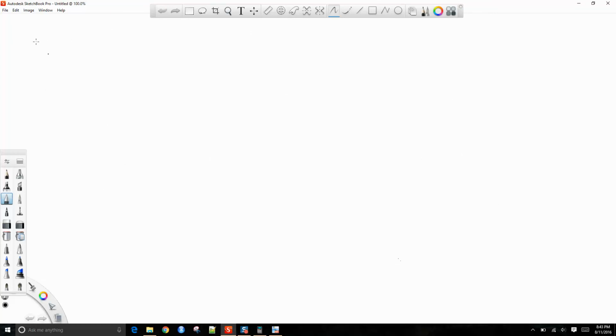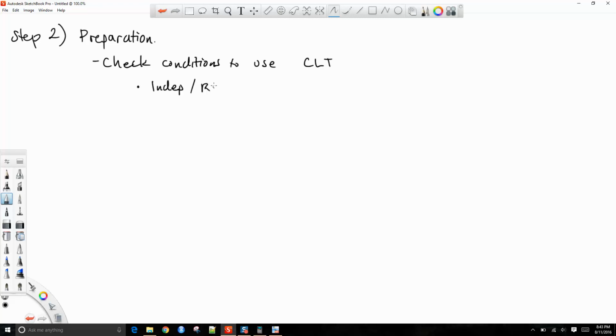Okay? Step 2 is kind of the preparation. So technically we're supposed to check conditions to use the central limit theorem. And you know these already: independent and random, large sample, big population, okay, those are your conditions to check.